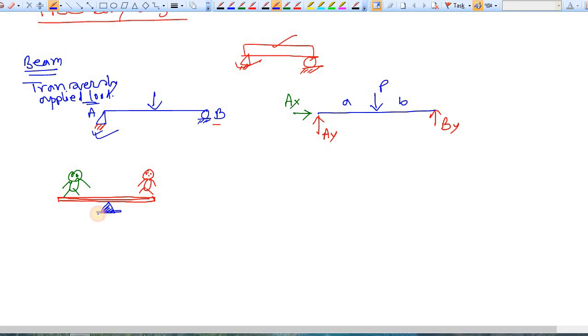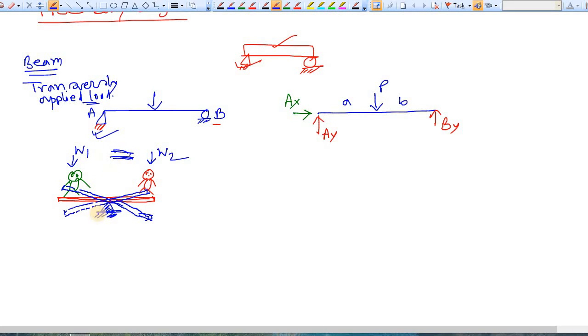Okay, now what will happen? Let's say your weight is W1 and the weight of your sister is W2. Simply, if your weight is more, it will be like this. But if your sister's weight is more, in that case it will be like this. In both cases you or your sister will be hurt. So it is desired that the weight of both of you are equal.